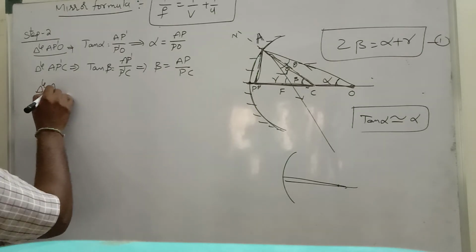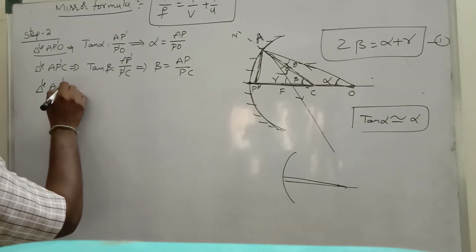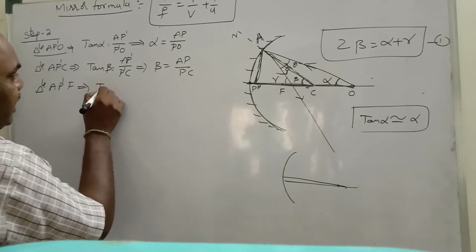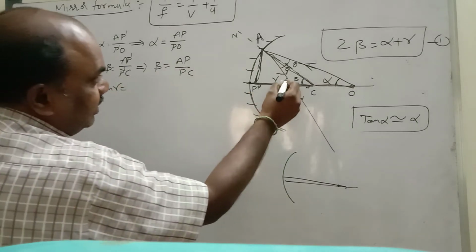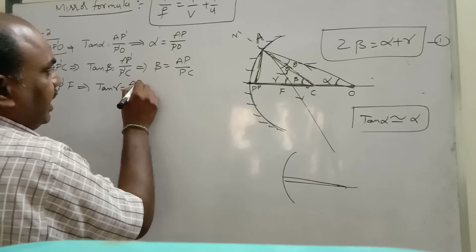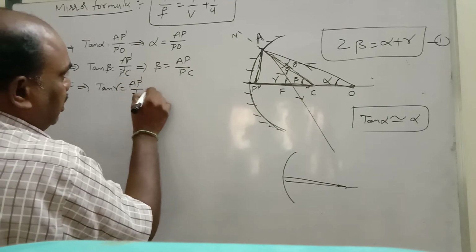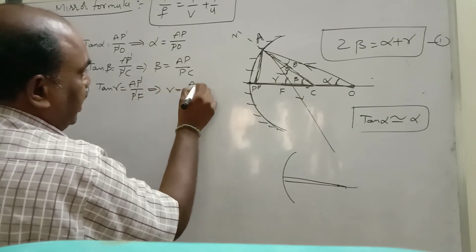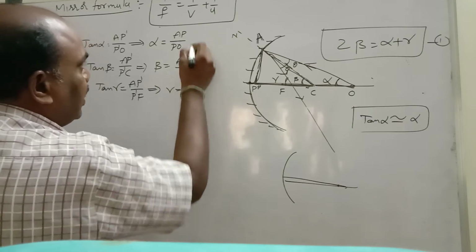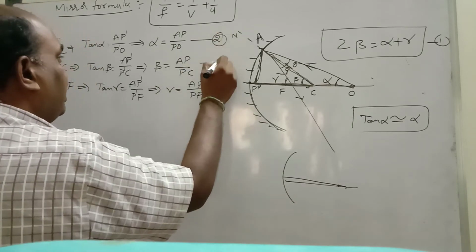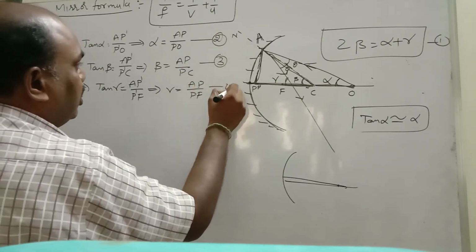Similarly, from triangle AP'F, tan gamma is equal to AP' by P'F. From this, gamma is equal to AP by PF. I got the alpha value, beta value and gamma value.